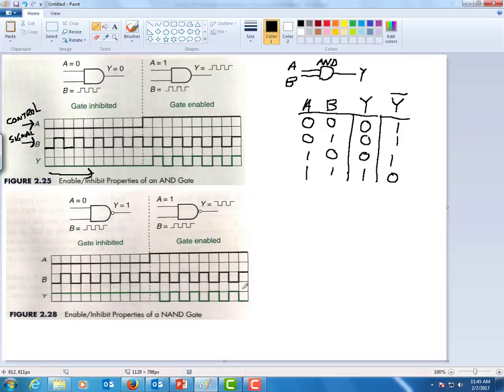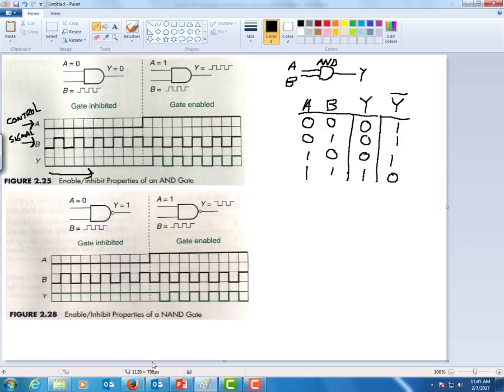But regardless if it's out of phase or in phase, this is considered to be enabled because a signal is passing on through it. Another thing to make sure you understand is for a gate to be inhibited, it doesn't matter if the output is high as it is here or if it's low. If it's a 0 or if it's a 1, it doesn't matter as long as it's flatlining. That means that the signal will not go through. The gate is considered to be inhibited.